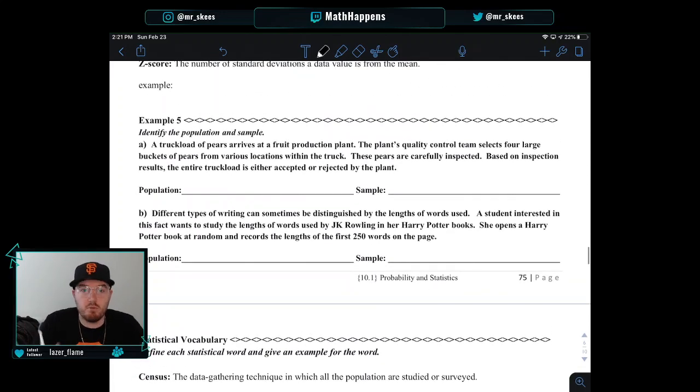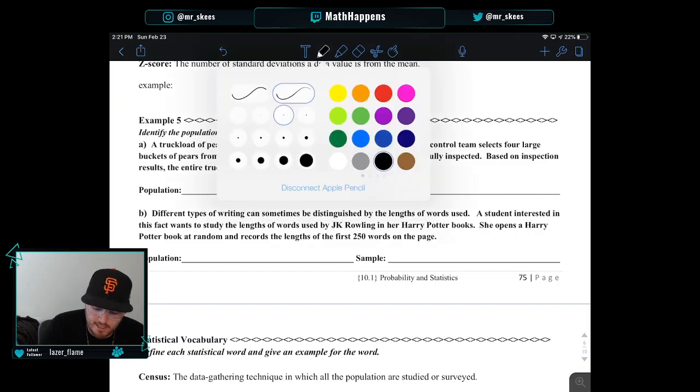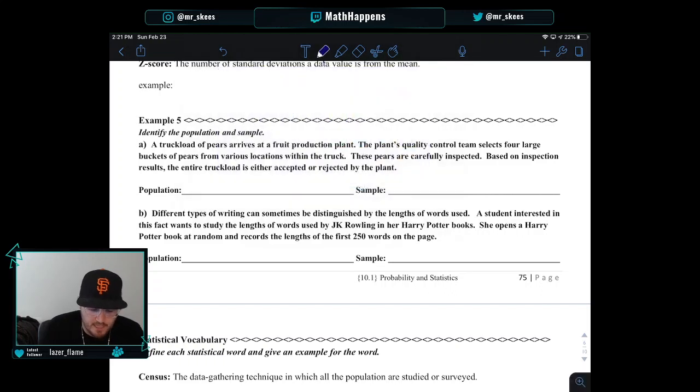So let's read these situations, and hopefully you can kind of catch on to what we're saying here. A truckload of pears arrives at a fruit production plant. The plant's quality control team selects 4 large buckets of pears from various locations within the truck. These pears are carefully inspected. Based on inspection results, the entire truckload is either accepted or rejected by the plant.